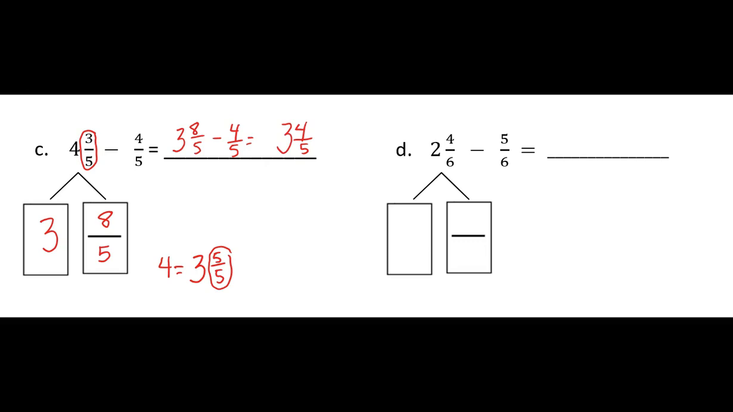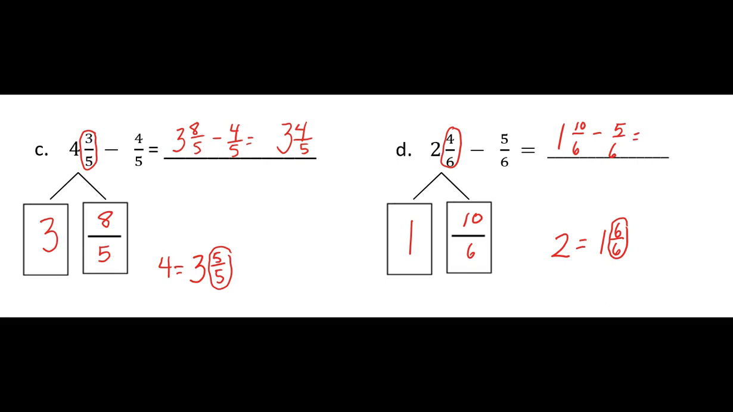Let's look at one more. 2 and 4/6 minus 5/6. Again, I need more sixths in my problem, so I'll take my 2 and decompose it into 1 and 6/6. So now my whole number is 1. I'll combine my 6/6 with the 4/6 for a total of 10/6. Now my subtraction problem is 1 and 10/6 minus 5/6.